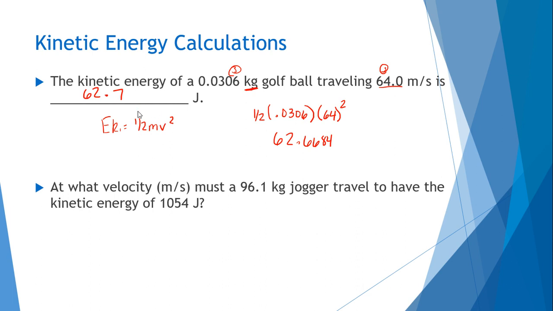Now what if you are given a problem but instead of finding kinetic energy you have to find something different, such as velocity? Here it says, at what velocity must a 96.1 kilogram jogger travel to have the kinetic energy of 1,054 joules? So here we already have my kinetic energy, so we're going to plug that in for my kinetic energy. Equals 1/2. I have my mass. Note, it's in the correct unit.